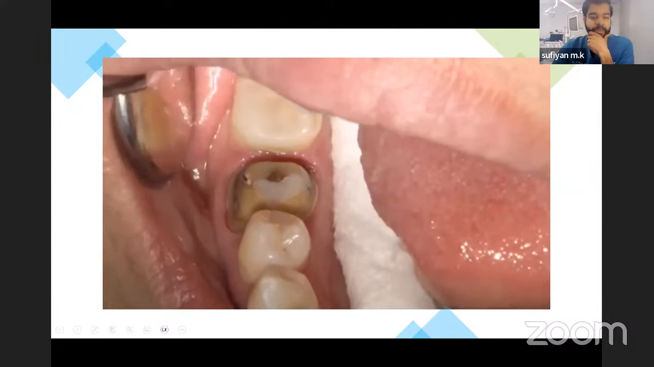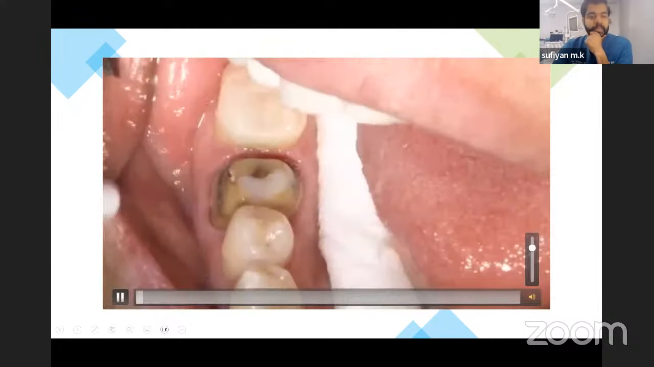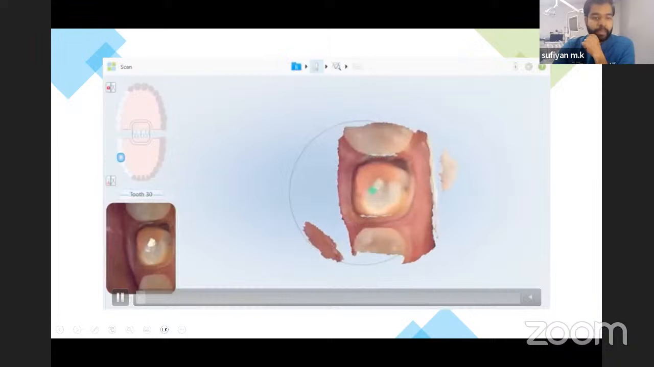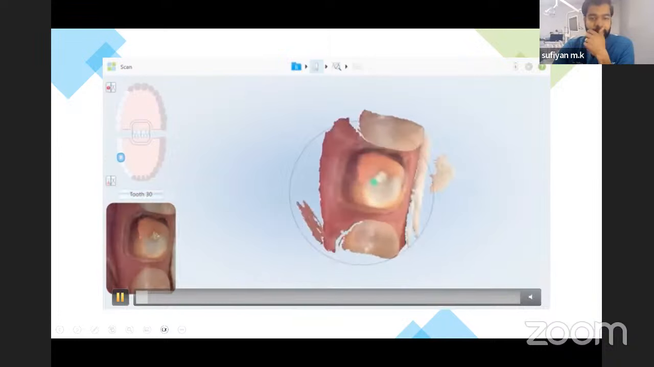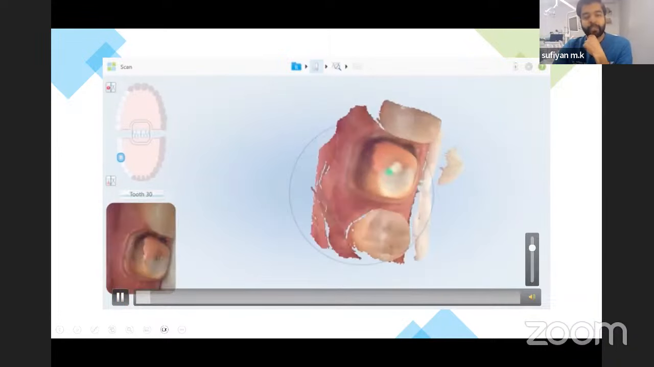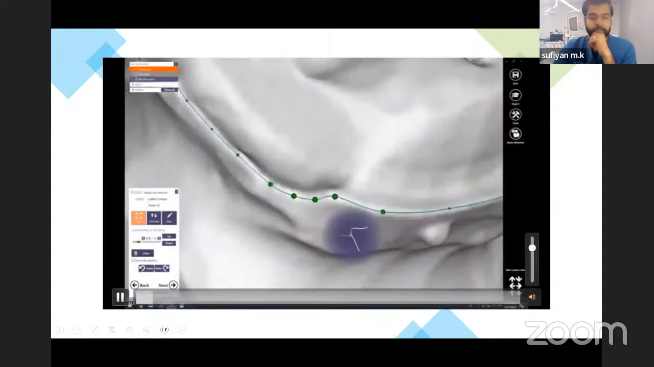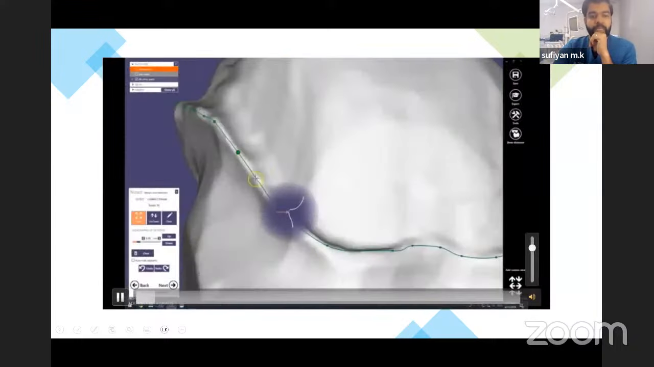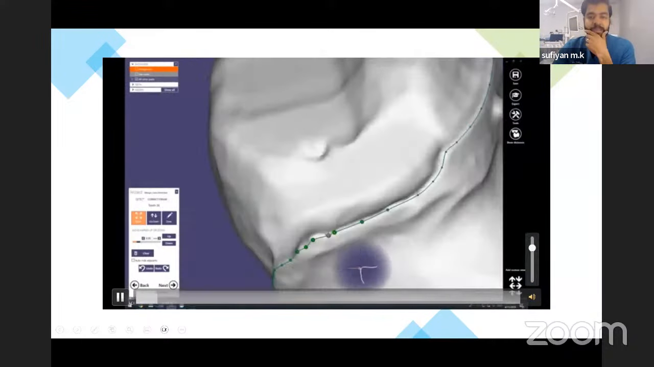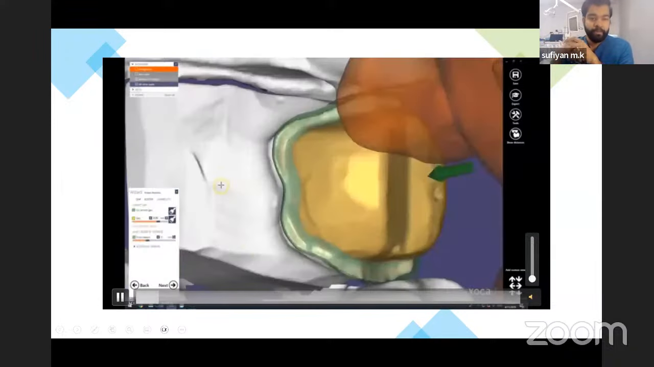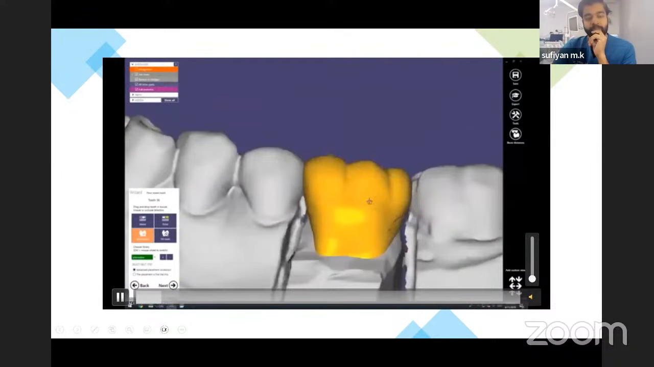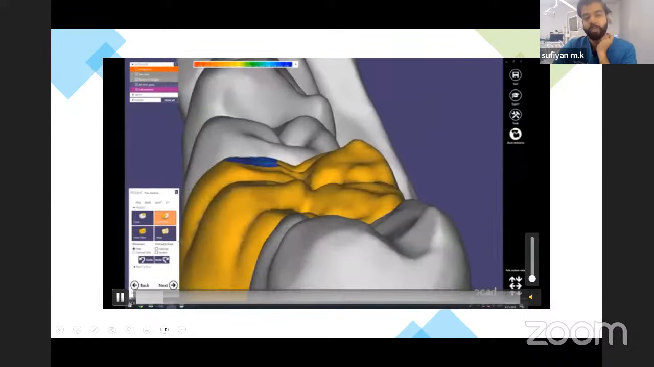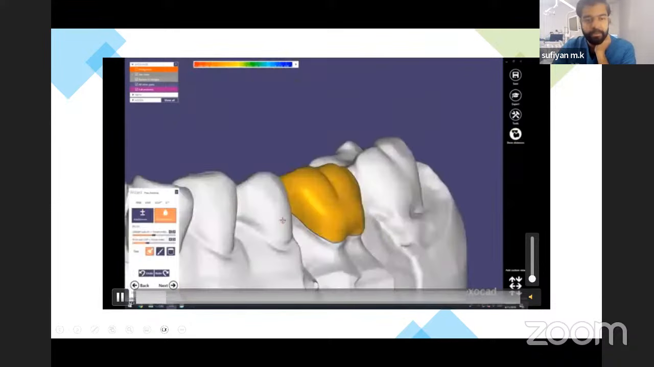Here, what is happening? An intraoral scan is being taken, right? Intraoral scan is being taken for a molar. The lab technician will mark the finish lines and design a crown. This is a monolithic crown which is being designed.